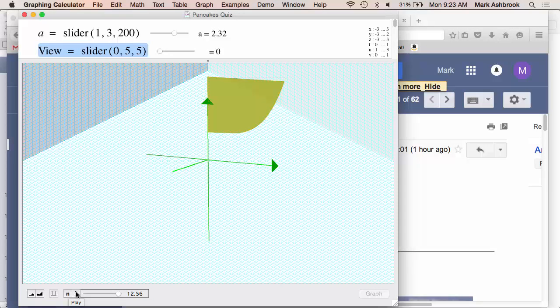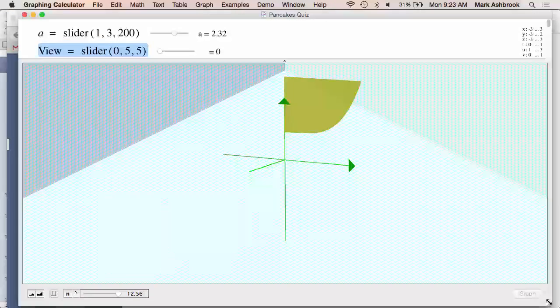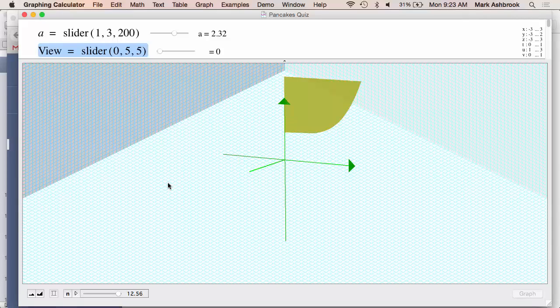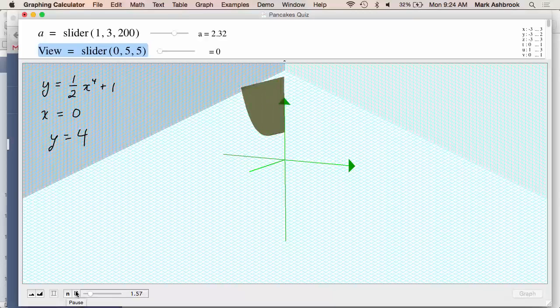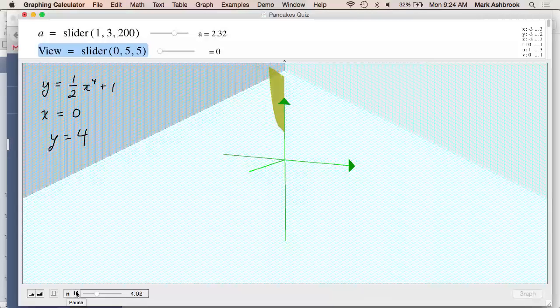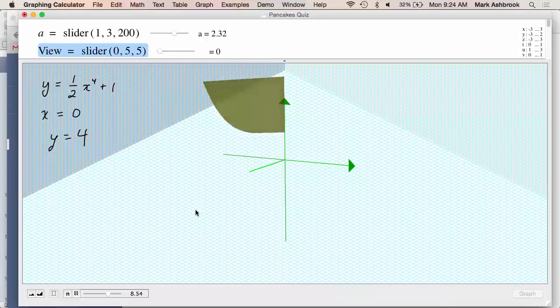Here's the region. So there's the region. And we're rotating that about the y-axis, so that's going to look like this. Can you imagine, just off the bat, what we're going to get when we do that? You need to be able to imagine that.